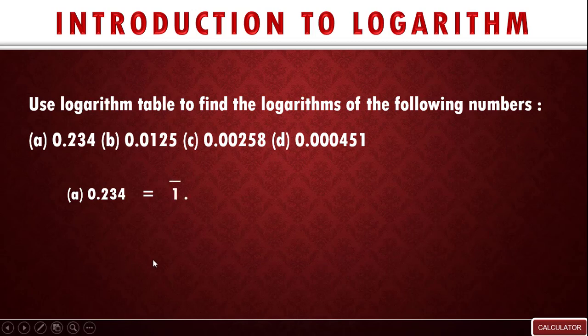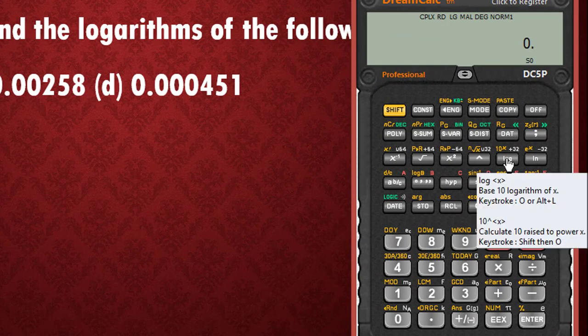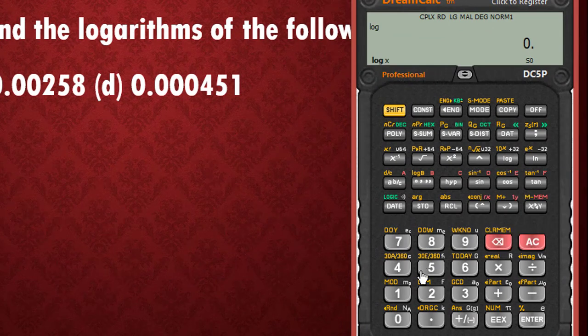The next thing now is to use our calculator to determine the log of 234. If you're using your 4-figure table, just go to your log table and check 23 under 4. So let's use our calculator to do that. We're making use of a workaround here. We press log 234, then enter or equals. You can see the value that is given right here.